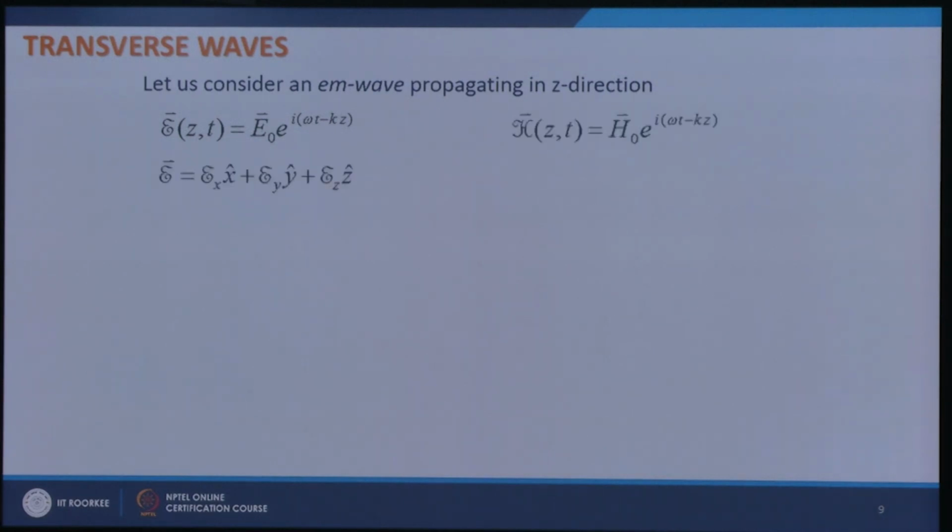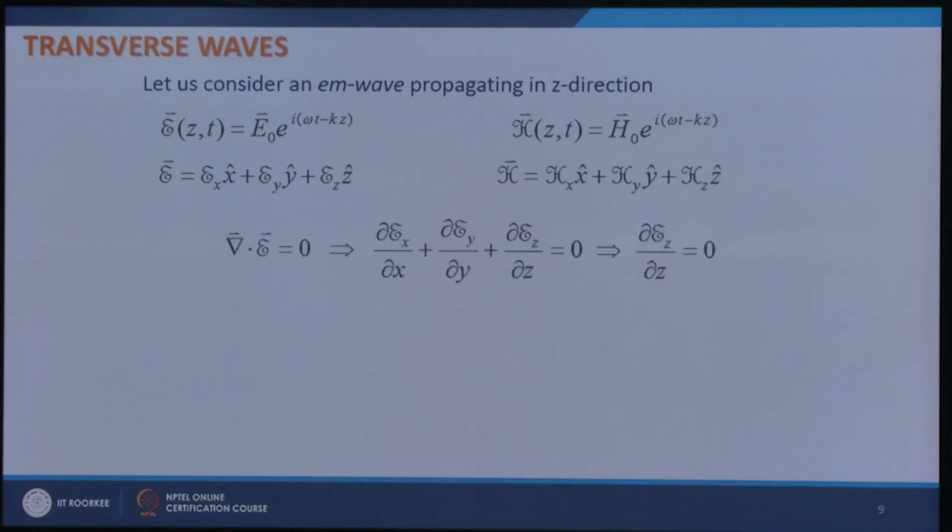Similarly, the magnetic field can be written like this, where H is Hx x̂, Hy ŷ and Hz ẑ. Okay. Now, let me do one thing with this.